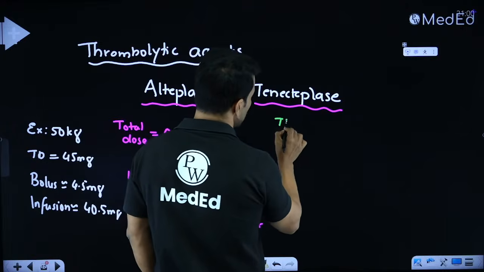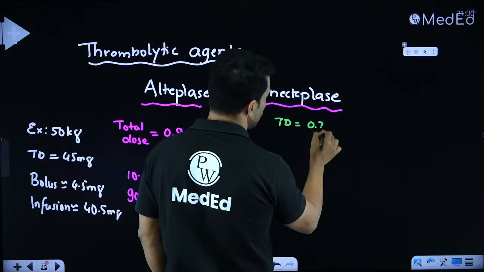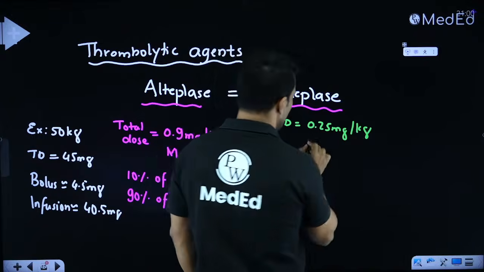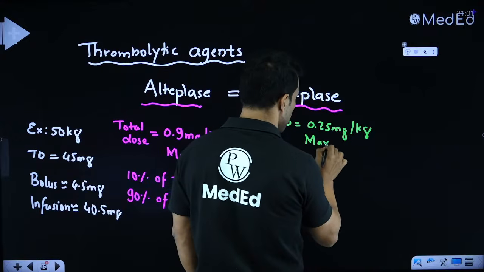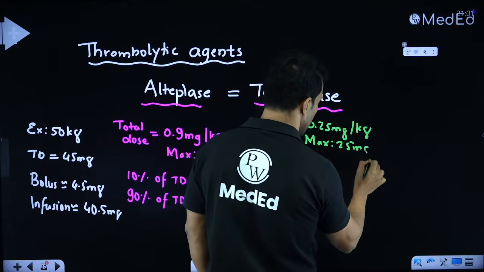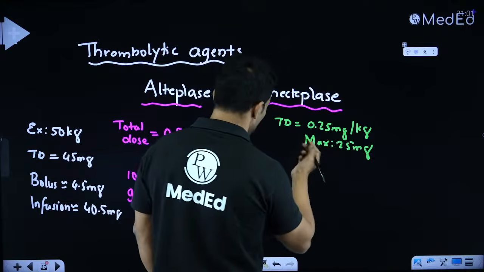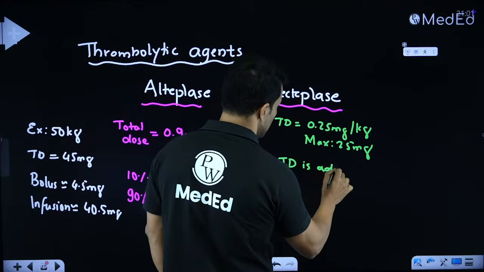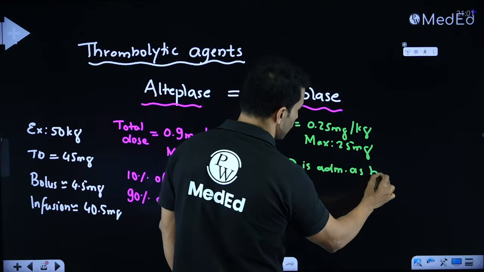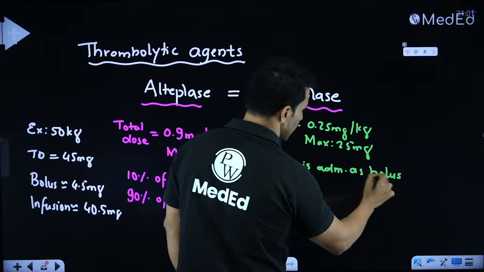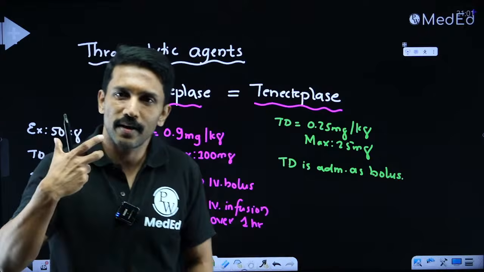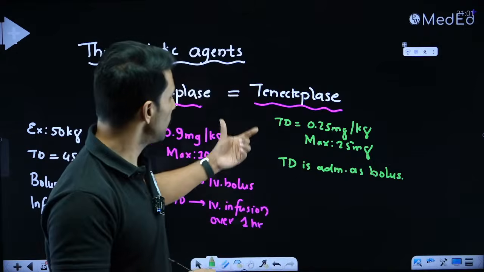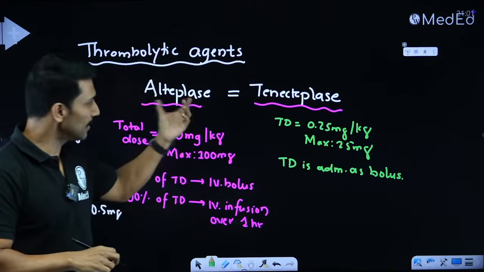So the total dose here is going to be 0.25 milligram per kg, and the max we can use is 25 milligrams. And then please note the total dose is administered as bolus. There is no infusion involved here. So thrombolytic agent administration is just one push, nothing cumbersome, right? That's why clinicians prefer this over alteplase.